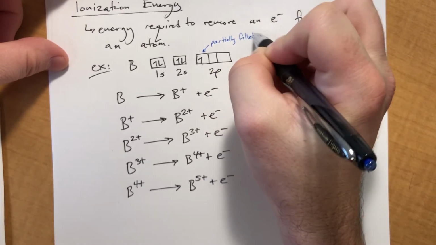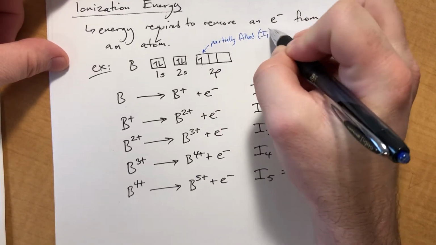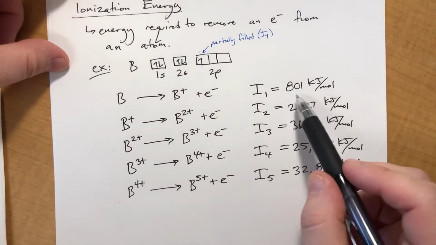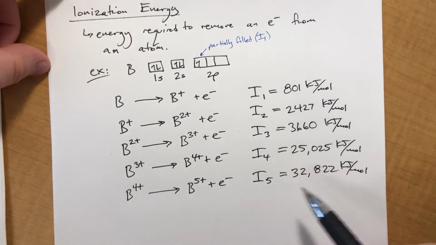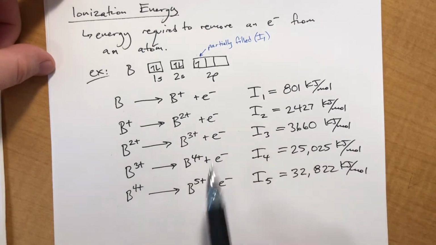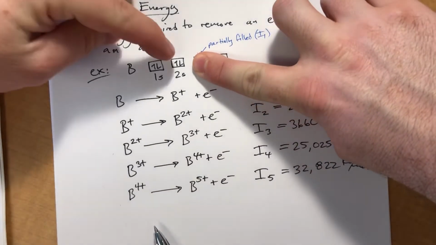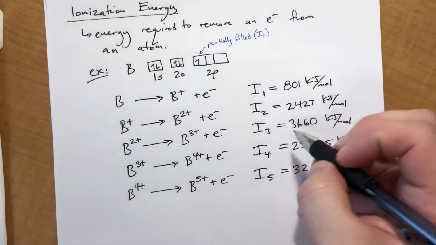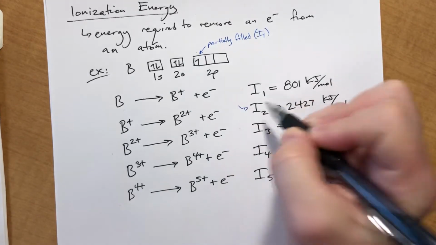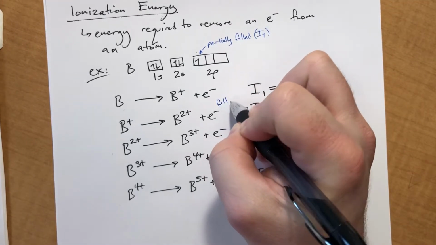Which means it's reasonably unstable, and that's going to be I1, which is why it has the lowest value of the bunch. Okay. To rip off the second electron, this one would be gone, and you would now be disrupting a full s orbital. Okay. So for this one, you're basically ripping off a full s orbital.